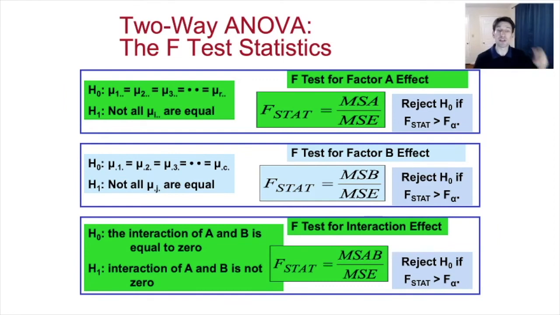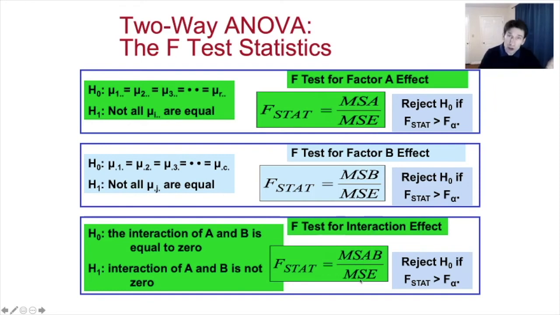How are you going to do that? Now, you're going to have three F-test statistics. There's the first F-stat, which is going to be MSA over MSE, so that is the F-test for the factor A effect. Then you're going to have the F-stat MSB over MSE, that is the factor B effect F-test. And then you're going to have the third F-test for the interaction effect. That's going to be MSAB over MSE.